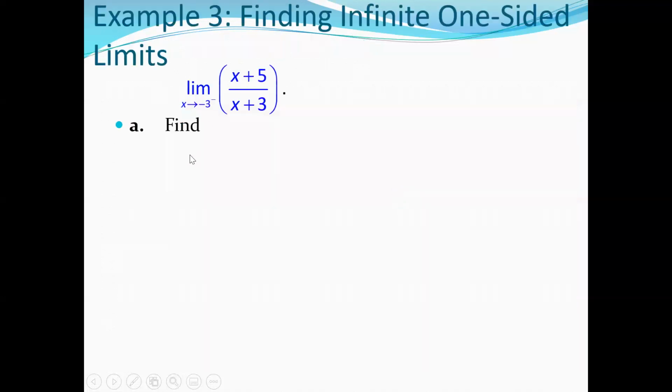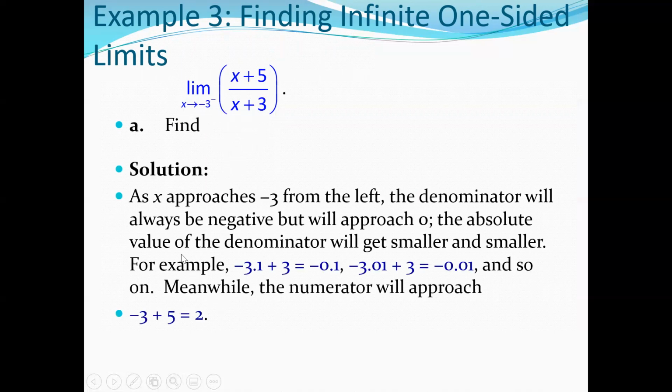So let's see an example here. We have the limit of s plus 5 divided by s plus 3 as s approaches negative 3 from the left. So we should find the solution for this. Here we say that as s approaches negative 3 from the left, the denominator will always be negative, but will approach zero. So the absolute value of the denominator will get smaller and smaller.